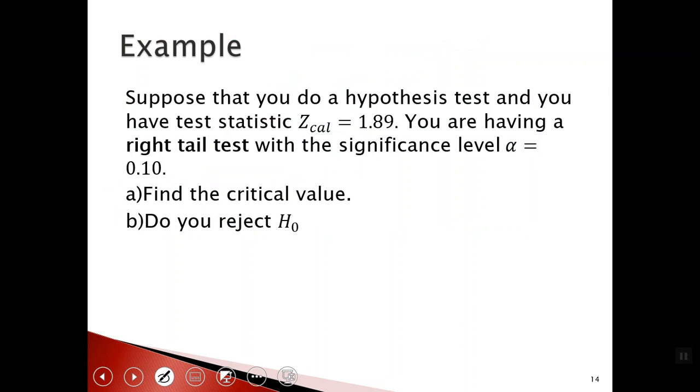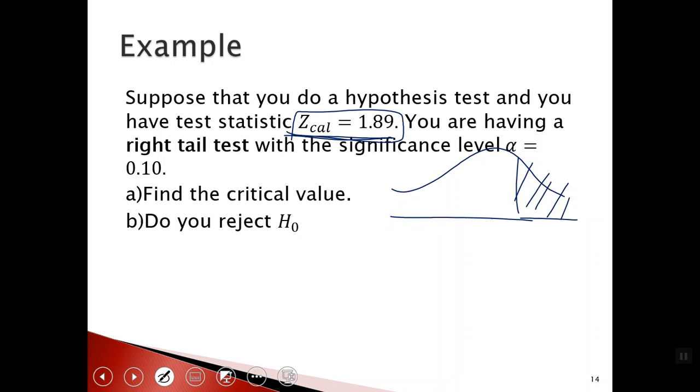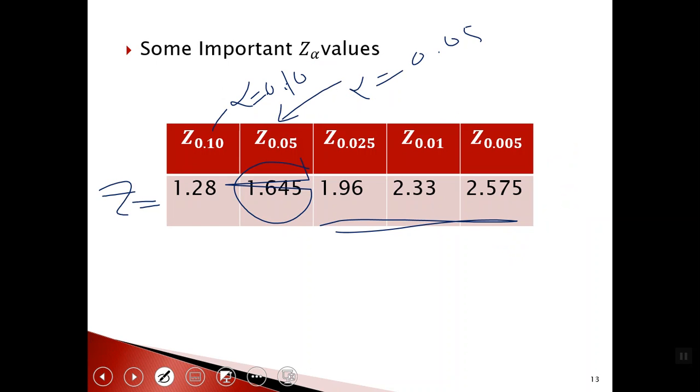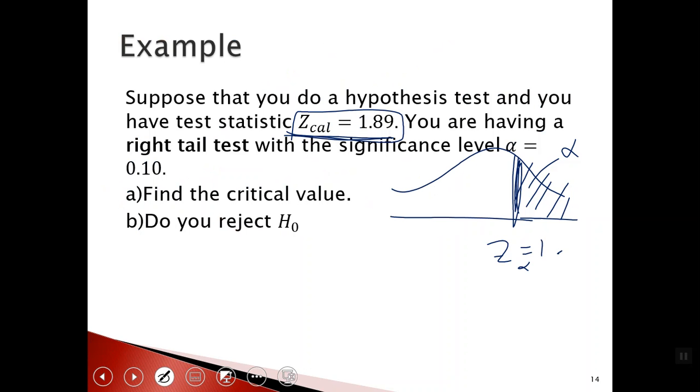Let's do an example. We have a hypothesis test that they have given a calculated value. We don't need to do any calculations. You are having a right tail test. What is a right tail test? Right tail. So this is my rejection region, the right hand side, under significance level alpha 0.1. So under 0.1 you should know what this value is from the last slide. The 0.1 value is 1.28. I got this value from the last slide's table.